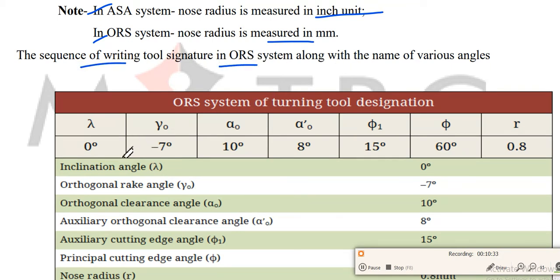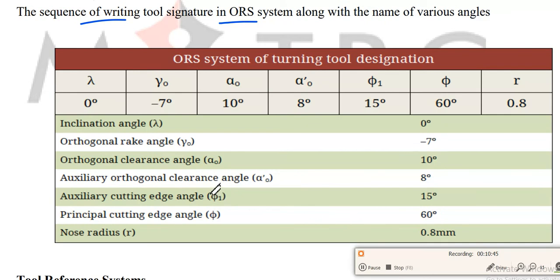First one is the inclination angle lambda, that it should be 0 degree. Next one is the orthogonal rake angle gamma naught, that should be minus 7 degree. Further, orthogonal clearance angle alpha naught should be 10 degree. Next one is the auxiliary orthogonal clearance angle alpha dash naught, that should be 8 degree.